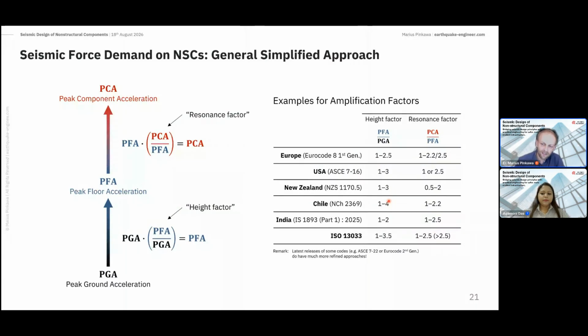And also, if you look at the latest, for example, Eurocode 8 second generation, you will see that the formula gets much more refined and much more sophisticated. So this is not the final solution, and maybe the more refined formulas in the latest releases of seismic codes are not the final solution either, but we still have to think about how to realistically get the seismic force demands on non-structural components. So this is the approach of Eurocode 8.